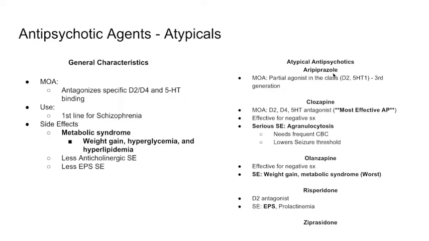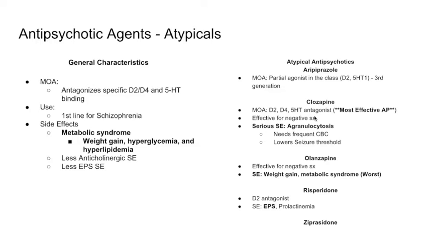So that's aripiprazole. The second medication is clozapine, and clozapine is very, very important to know because there are two high yield points for clozapine. It works by blocking dopamine and serotonin receptors. I don't want you to know the specific numbers, but it is the most effective antipsychotic. So if patients fail typical and atypical antipsychotics, the treatment for resistant schizophrenia is clozapine.